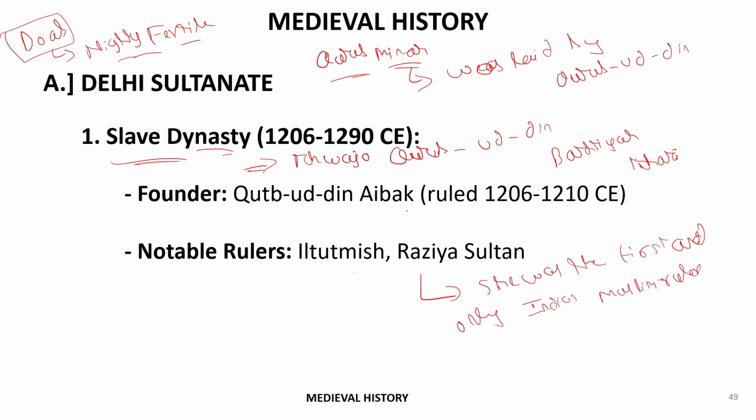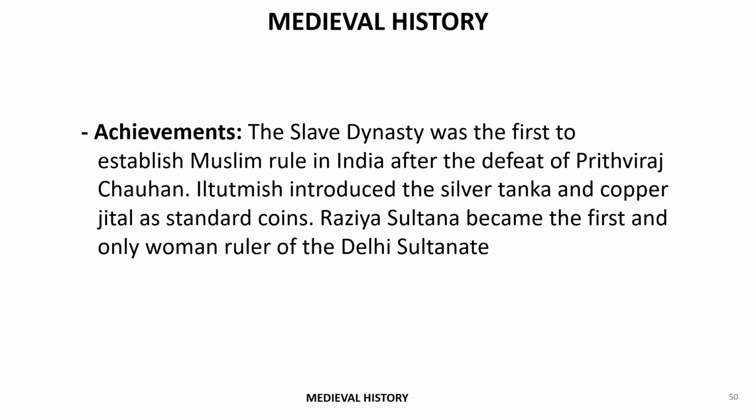Now let's move forward. If we talk about the achievements, the Slave Dynasty was the first to establish Muslim rule in India, as I have told you. They defeated Prithviraj Chauhan, the same thing I have told you. The second thing to understand is that Iltutmish, who completed the Qutub Minar, introduced the silver taka and copper jital as their standard coins. Just write down silver taka.